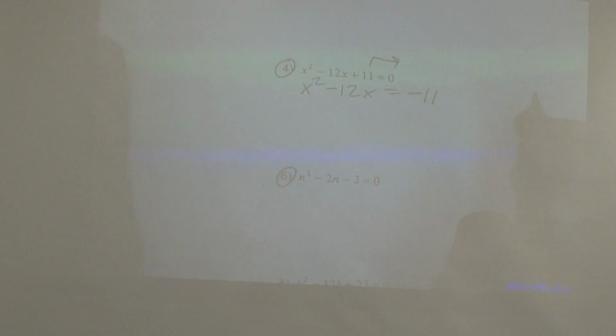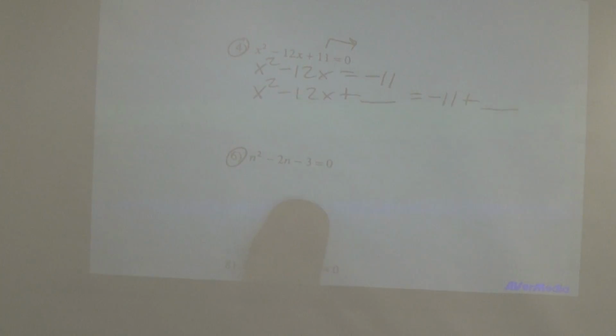But completing the square format says that we are going to add something to the left side to make it a perfect square. And if I add something to the left side, I have to add that same something to the right side. So how do we know what to add? That's really the question, right? How do we know what to add?